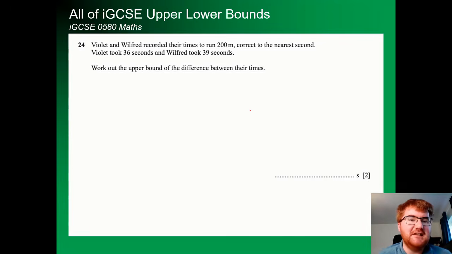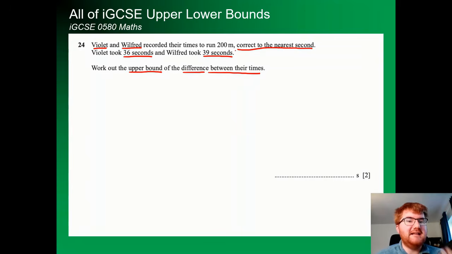Right, let's get started. And they always use great names here. So Violet and Wilfred are recording their times to run 200 meters, correct to the nearest second. Whenever I'm doing an upper or lower bound question, one of the key things to do is to identify what they're rounding to. So that's important. Now, Violet and Wilfred, one took 36 seconds and the other took 39 seconds. And we're looking for the upper bound of the difference between the two times.